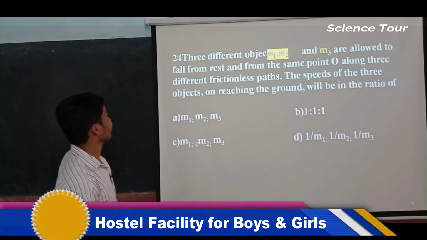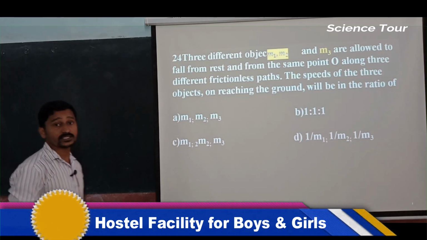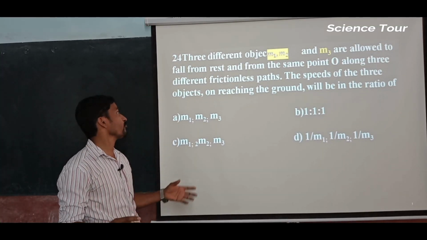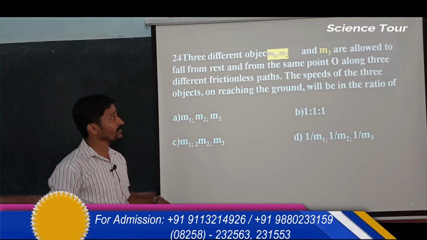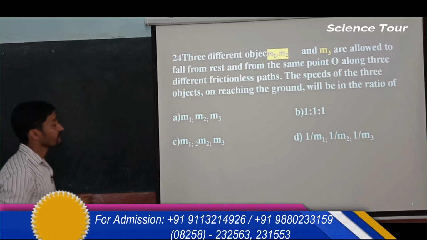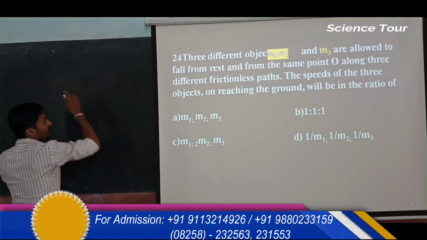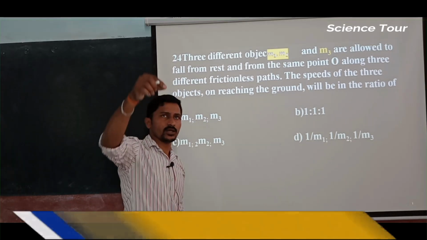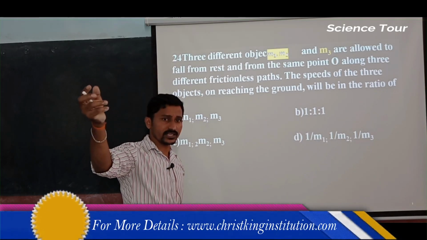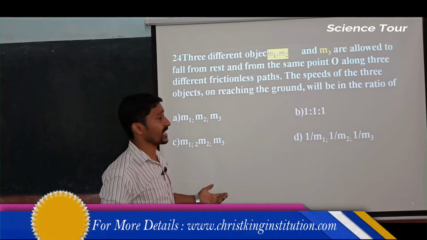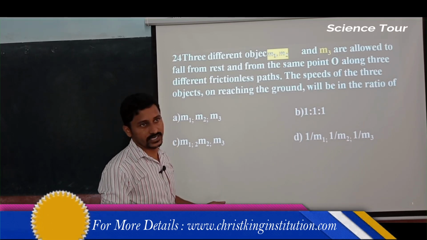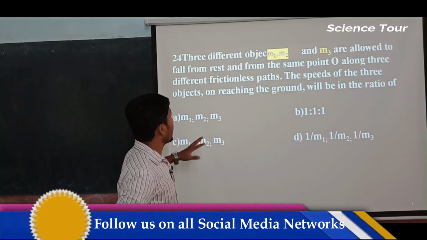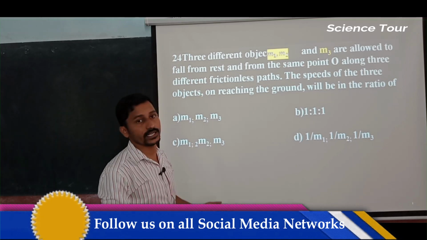Now the question says three different objects m1, m2 and m3 are allowed to fall from rest from the same point O along three different frictionless paths. Whatever may be the path, it is frictionless, so it doesn't matter. Frictionless means it is freely falling itself, that there is no air resistance we have considered. That's why indirectly they are saying that frictionless means there is no air resistance.